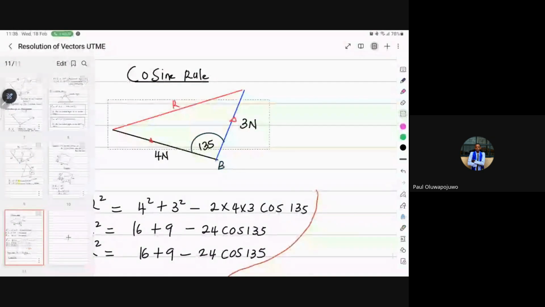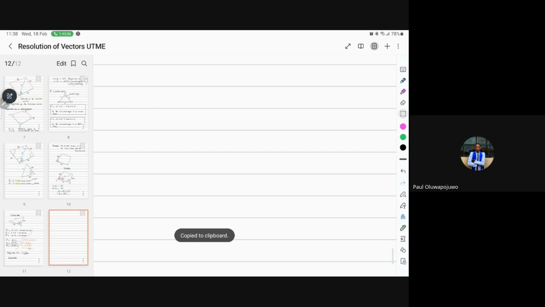Let me take this triangle now. So the next one now is for your what? Sine rule. We use sine rule for doing what? Calculating what? The direction of the vector.